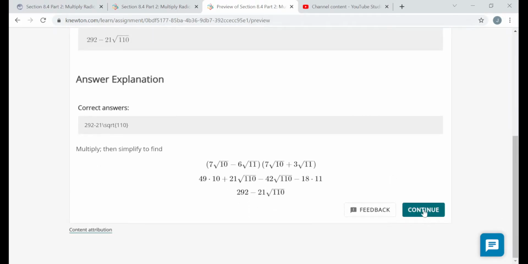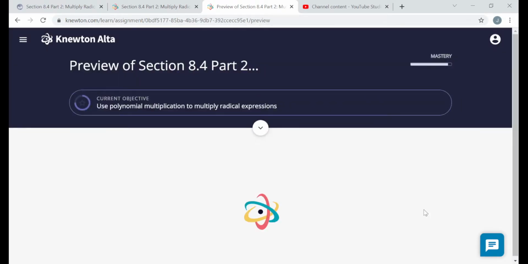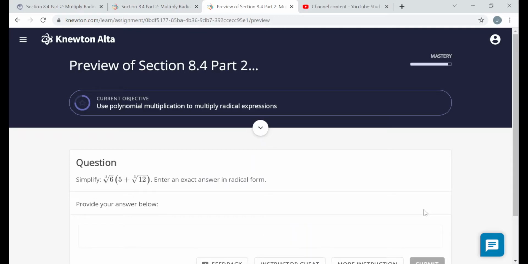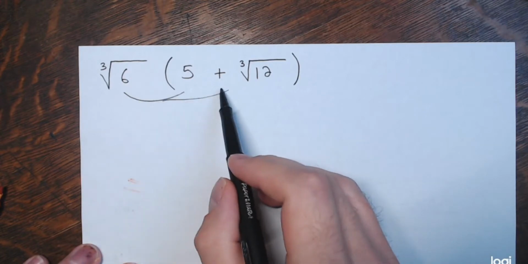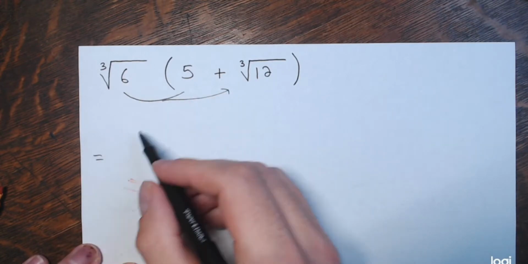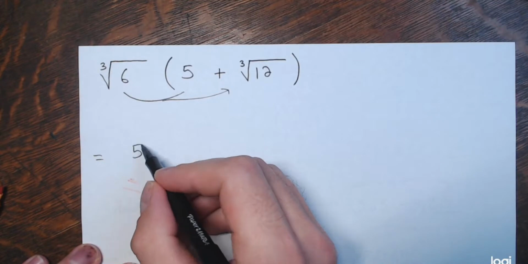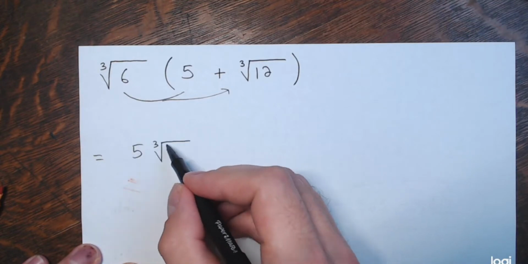Once again, it's just like multiplying any polynomials, right? Take every term from one, distribute it to the terms from the other. And this one's even nicer because it's just a single term, cube root of 6, multiplied by two terms. So all I'm doing is distributing this cube root of 6. Now 5 times the cube root of 6 is exactly that, just 5 times the cube root of 6.